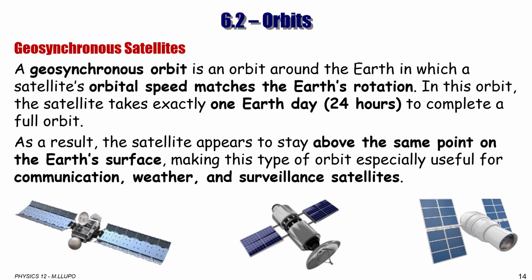A geosynchronous orbit is an orbit around the Earth in which a satellite's orbital speed matches the Earth's rotation. That means 24 hours. In this orbit, the satellite takes exactly 1 Earth day, so 24 hours, to complete the full orbit. As a result, the satellite appears to stay above the same point on Earth's surface, making this type of orbit especially useful for communication, weather, and surveillance satellites.